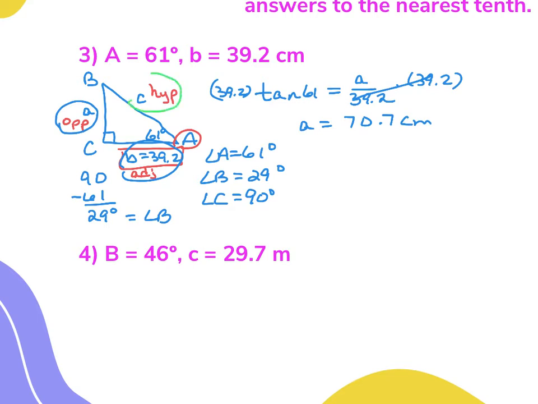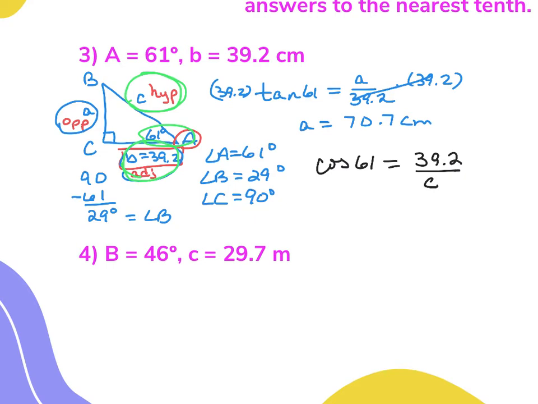So C is over here, it's the hypotenuse. Again, I'm going to resort back to my given, which is side B and angle A. So I need to figure out which trig function is going to use hypotenuse and adjacent, and that's going to be cosine. So I'm going to do cosine of 61 is equal to adjacent over hypotenuse.